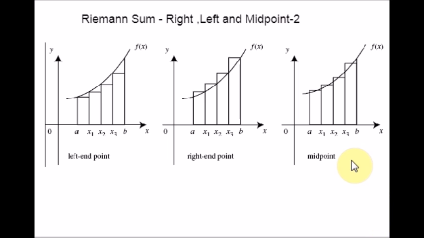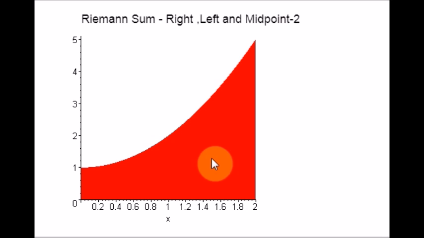I'm going to use the same graph that I used in the previous video, the graph for x square plus 1. Now let us look at the left Riemann sum in depth. This is the graph for the function x square plus 1. Let us see what a and b are. a is this endpoint and b is this endpoint. a is 0 and b is equal to 2.